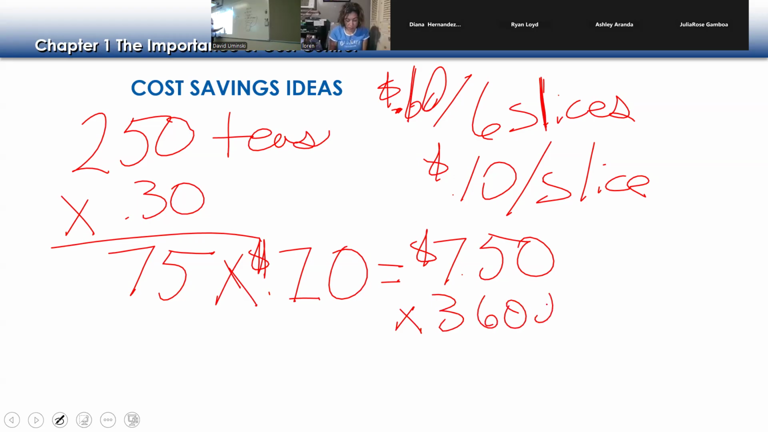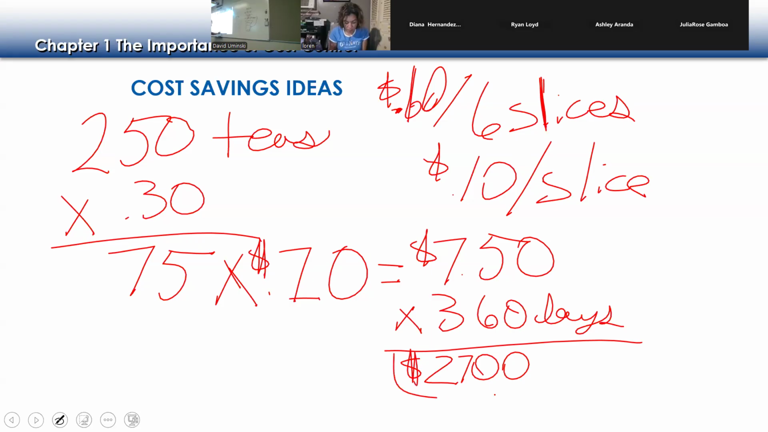Now, 360 days a year. What is $7.50 times 360? Because we're going to be closed 5 days a year. 2,700. Okay. What could you do with an extra $2,700? And that's a lemon wedge. A lemon wedge.